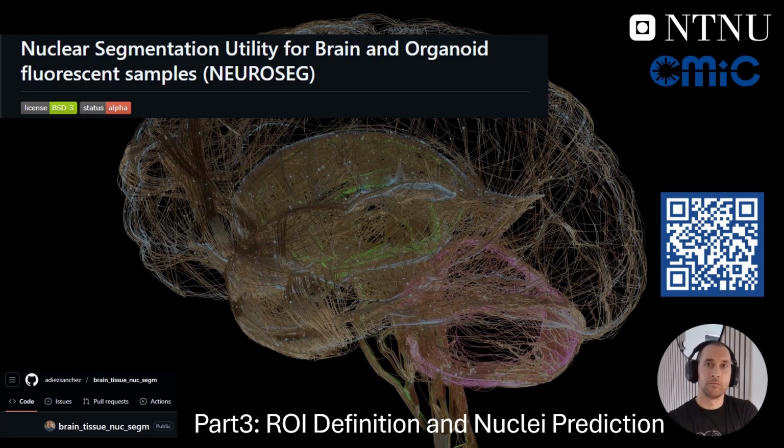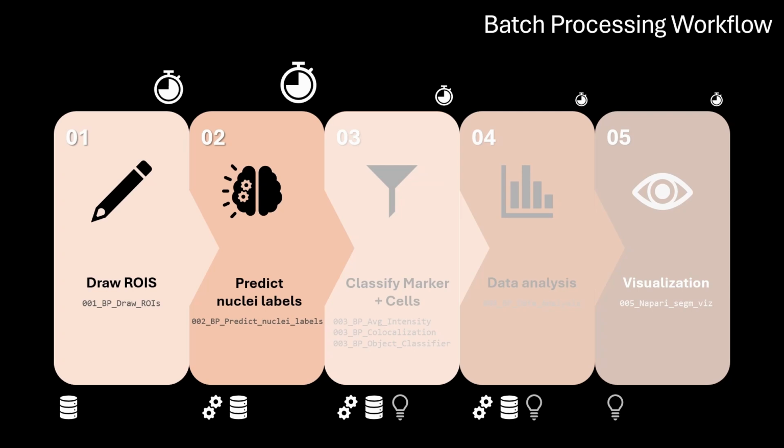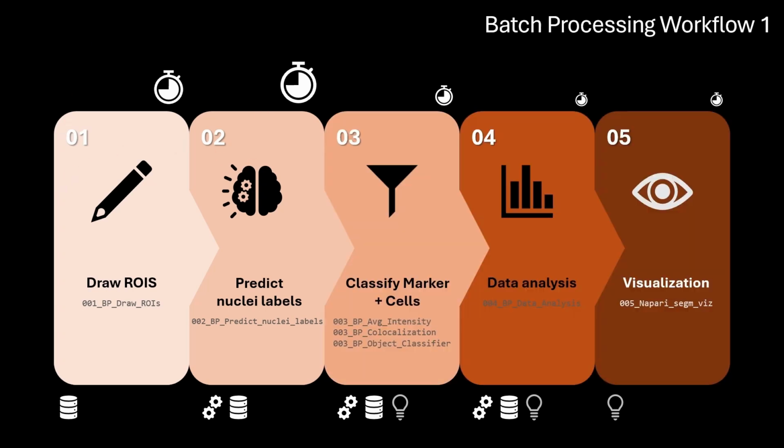Hi again, and welcome to part 3 of this video series. In this video, we'll show you how to define regions of interest and how to extract nuclei labels from your input images. In order to do so, we will be covering steps 1 and 2 of the pipeline workflow.